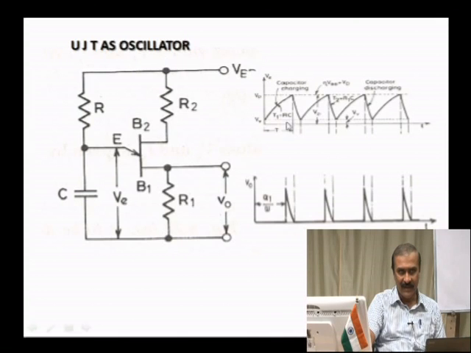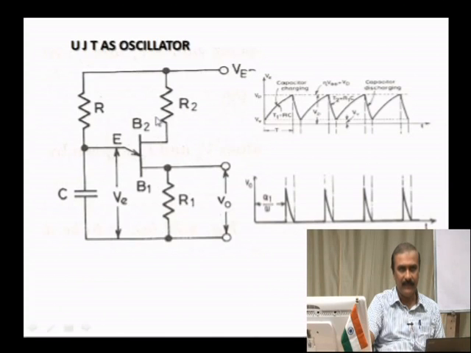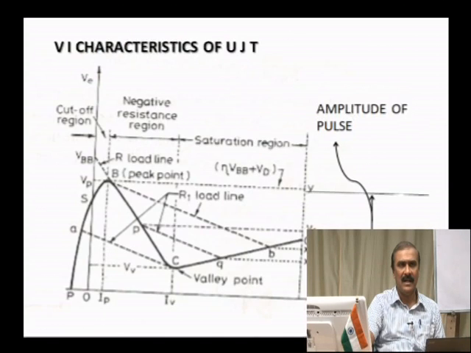The frequency of oscillations is determined by these two values, the R and C network, and this is the voltage VE, the emitter voltage. You can see this graph. So, that is why this is VE, and when it reaches VP, your UJT definitely starts conducting. Now, these are the pulses.